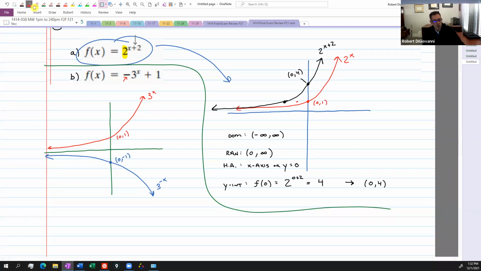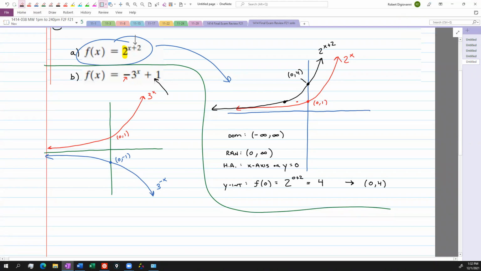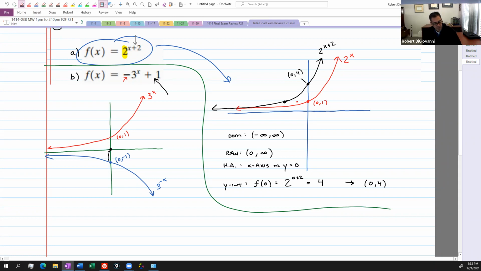And now I need to add 1. So what does adding 1 to this do? Moves it up 1 unit. The whole thing goes up 1. So this point that's here now moves here. And what used to be the horizontal asymptote, that all gets moved up also. So I know my graph is going to get closer and closer to that. And then on the right side, it just keeps going like this. So this is my negative 3 to the x plus 1.